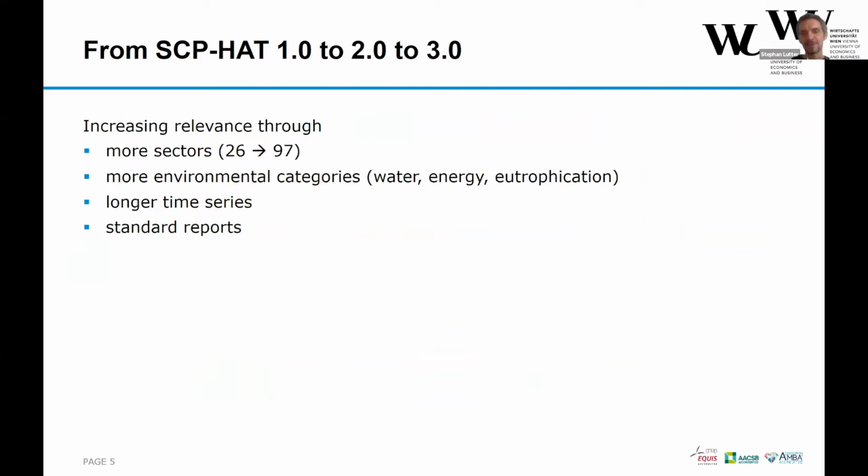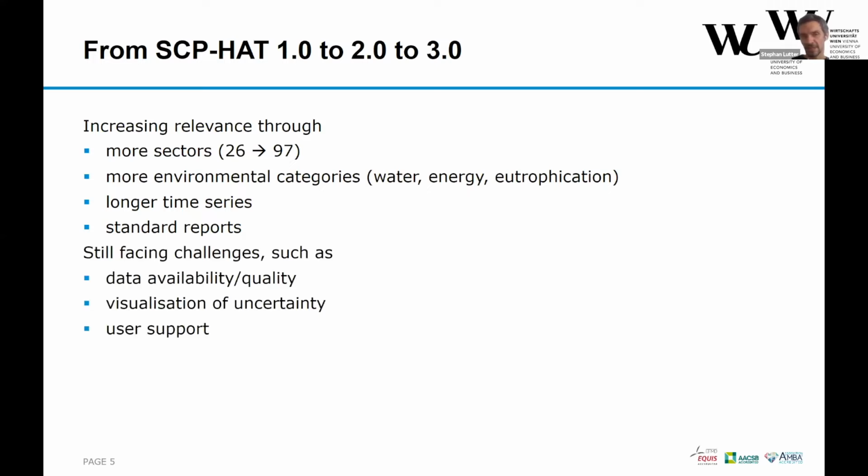What has happened turning from SCP-HAT 1.0 to 2.0, and what will happen in the development to 3.0? We have increased the relevance of the tool by increasing the number of sectors which you can have a look at. As I said, we have increased the number of environmental categories. The time series has become longer, and we have introduced the standard reports.